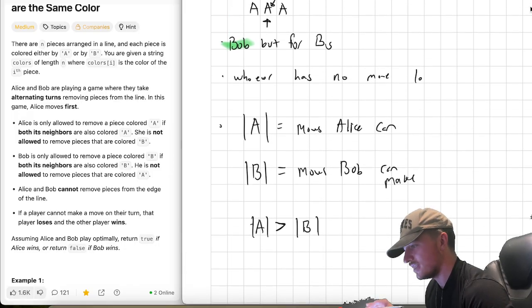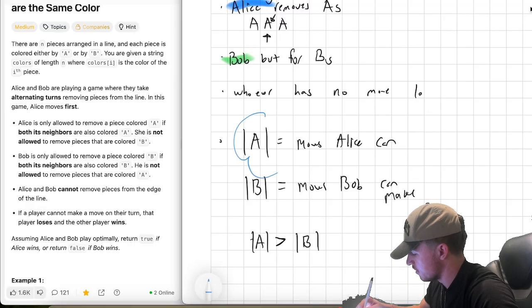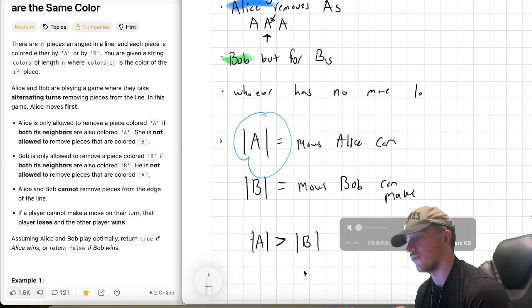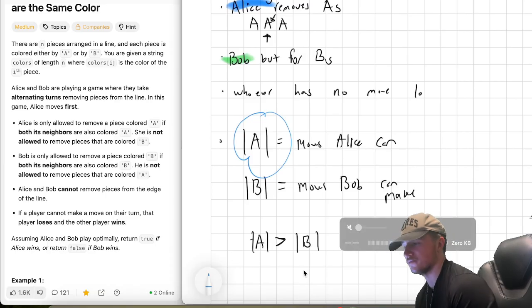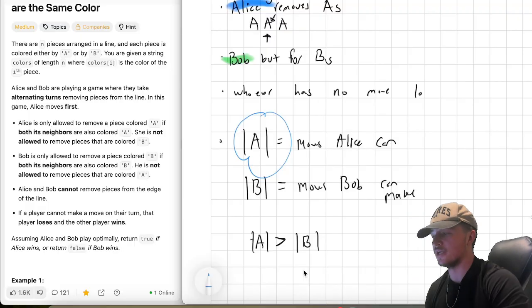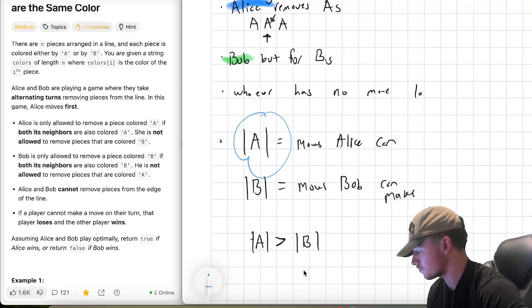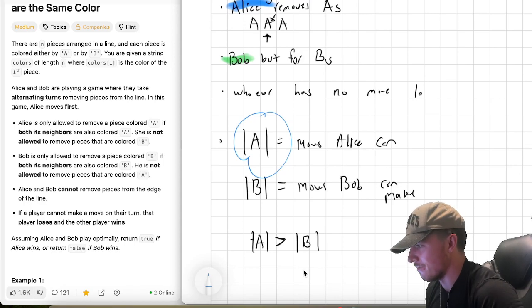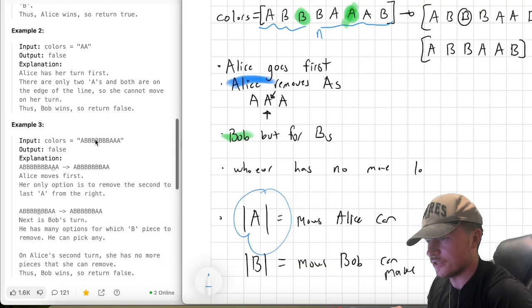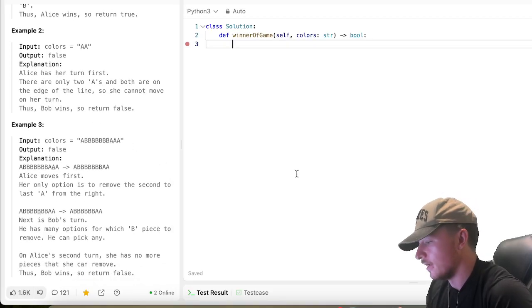But now what we need to do is figure out what these values are, right? We know it's true that Alice wins when the moves that she can make is strictly greater than the number of moves that Bob can make. All right, well, that seems pretty intuitive. But how do we know what these number of moves are? Okay. Well, the easiest way, right, would be to literally just go through the array, right? And then let's see these examples here. These examples are all kind of bad, unfortunately.